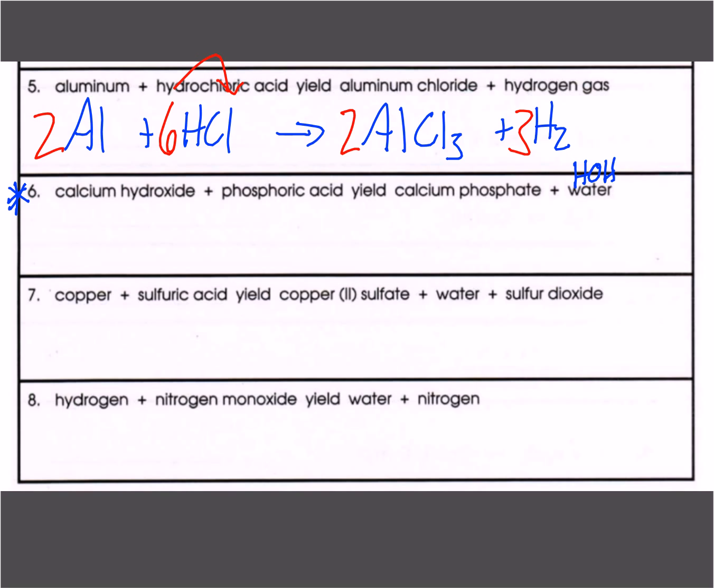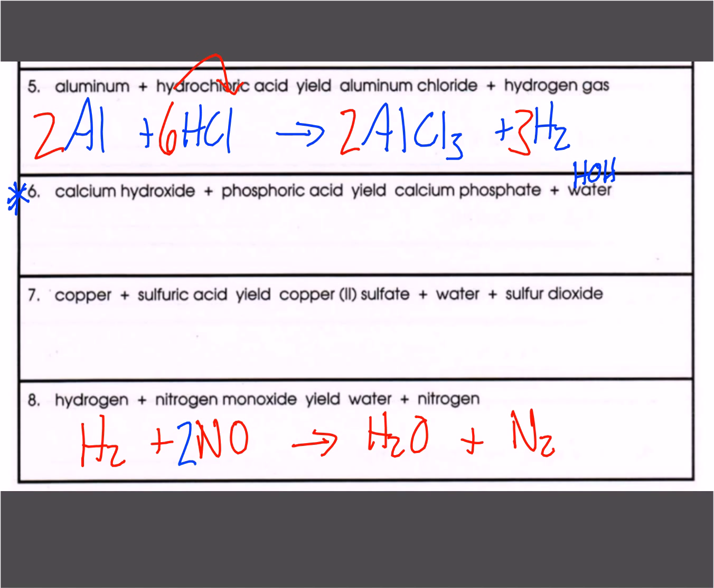Number 8 I'm going to do next because it's easier than number 6 or 7. H2 plus nitrogen monoxide, NO, yields water, H2O, plus nitrogen gas. Again, it's part of Brinkelhoff, so it's a diatomic. Do our nitrogens first. I've got 2 on the right, 1 on the left. I need to put a 2 there. That changes my oxygens. I need to put a 2 here, so they're balanced out, and then balance out my hydrogens in the end.